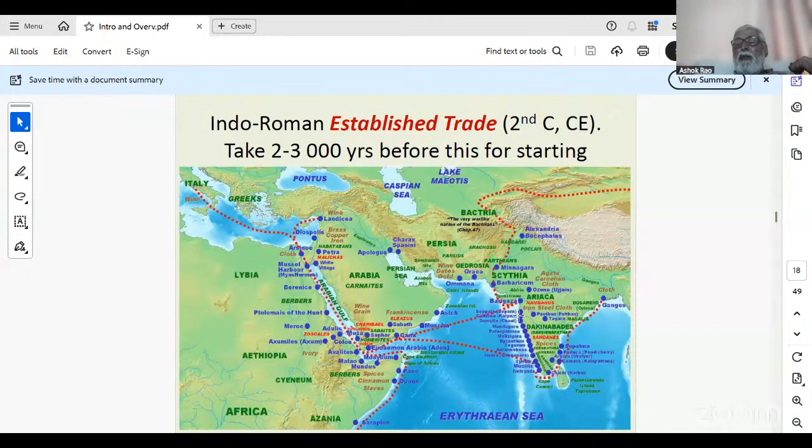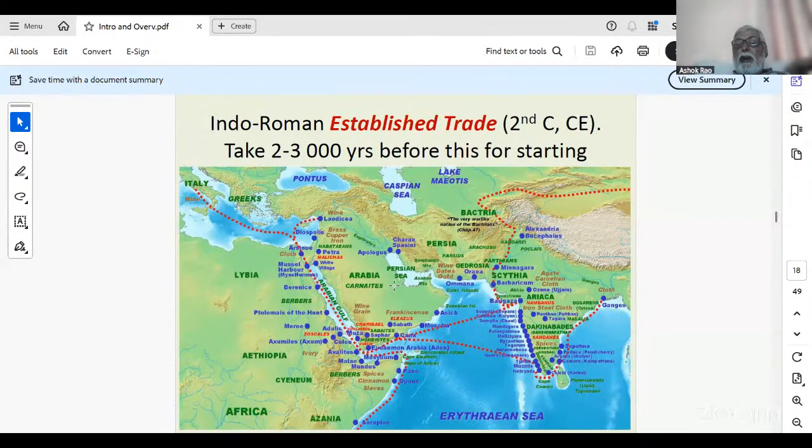Every 30 to 50 miles on the west coast, starting from here, all the way here, you had trading ports which were trading with people from West Asia, little of Central Asia, Greece, Rome, North Africa, Egyptian Empire, plus people from eastern part of Africa. Okay. All these people were trading with us.